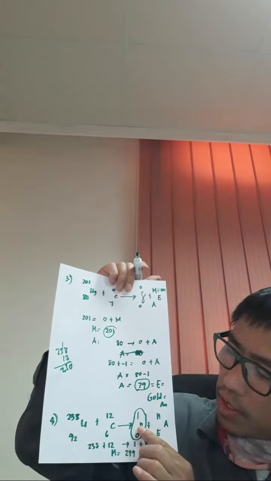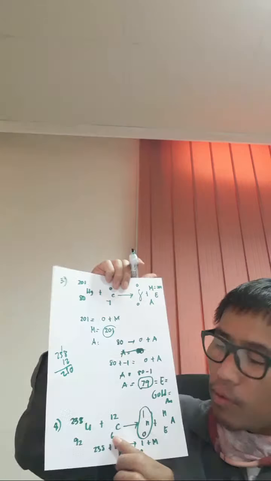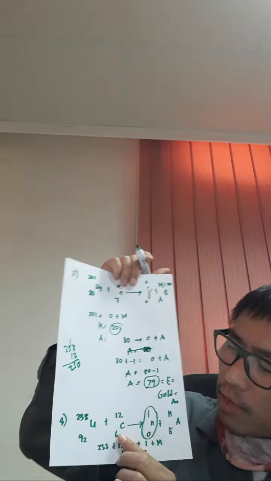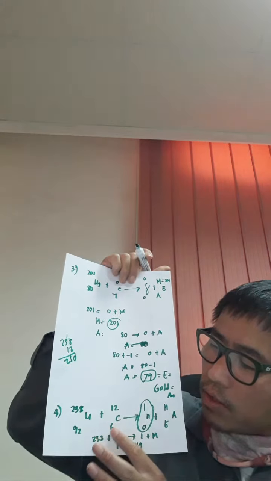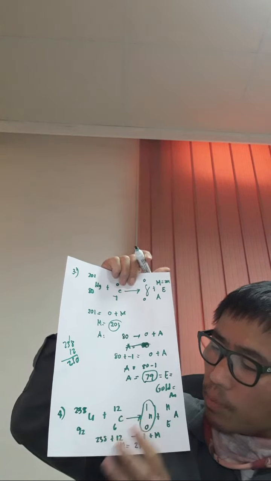But in this situation, we have to put 6 here. Just because of this principle: in the situation of a carbon element being added to different radioactive materials or radioactive elements, carbon will be added 12C6, and we have to put 6 in the coefficient. So like this, 6. Okay, then this is wrong. So we have 6 times 1 plus M is equals to 238 plus 12.